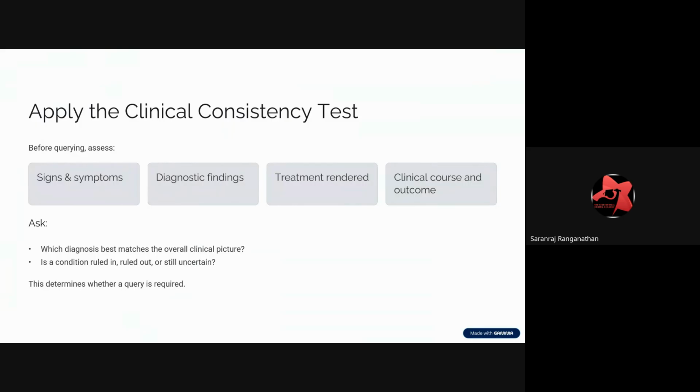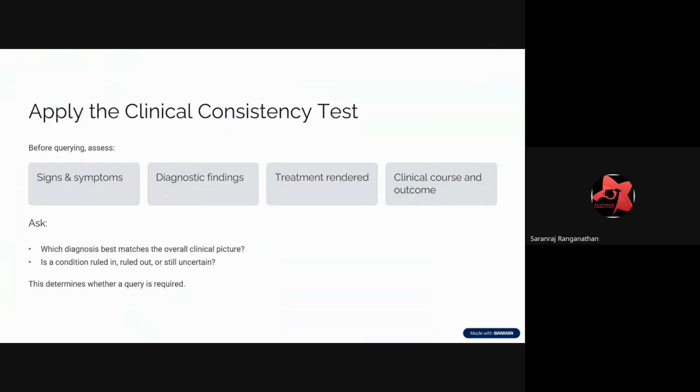Then clinical course and outcome. So finally, what will be my outcome? Whether I will be normal or abnormal, treated or untreated. So ask which diagnosis best matches the overall clinical picture. Is the condition ruled in, ruled out, or still uncertain? That needs to be very mandatorily understood. Then only can you apply the documentation properly and apply the codes properly.